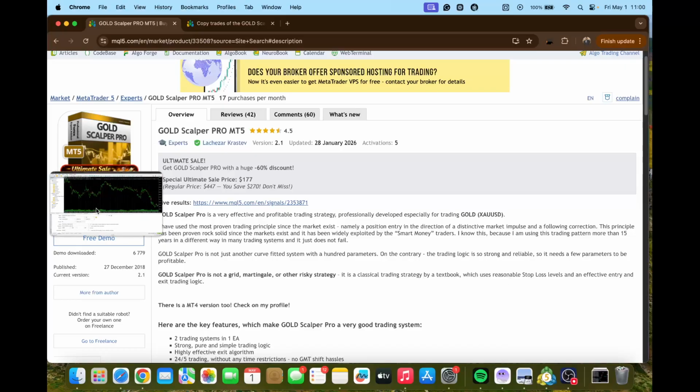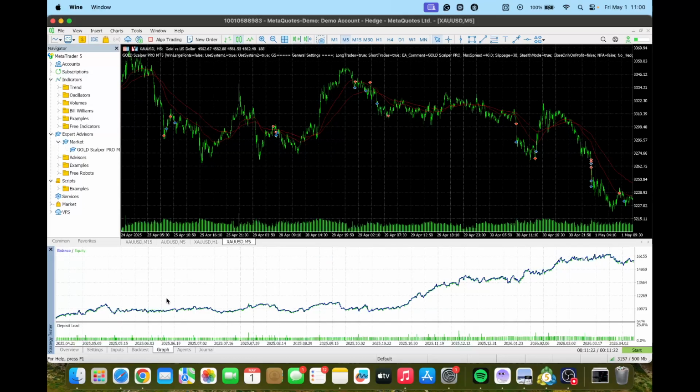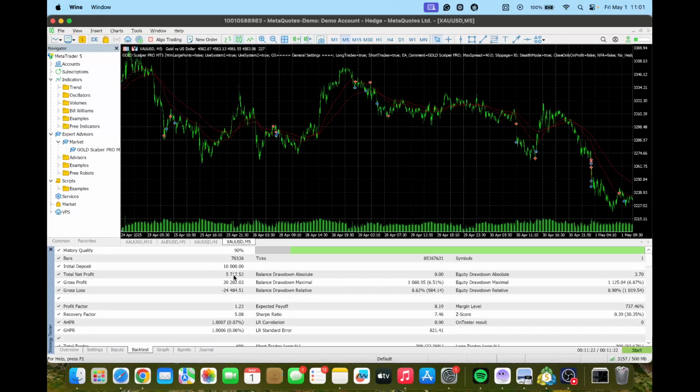And I had the opportunity to test this expert advisor. I ran it on XAUUSD on the 5-minute time frame from April 2025 to April 2026, one year, with $10,000 starting balance, every tick modeling, and based on real ticks actually. The equity curve climbs nicely. Overall, steady upward trend with some healthy dips, but nothing extreme. It ended up with about $5,717 USD profit. That's roughly 57% gain, and we had a profit factor of 1.23.